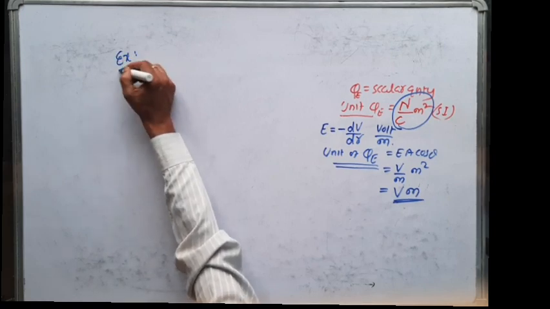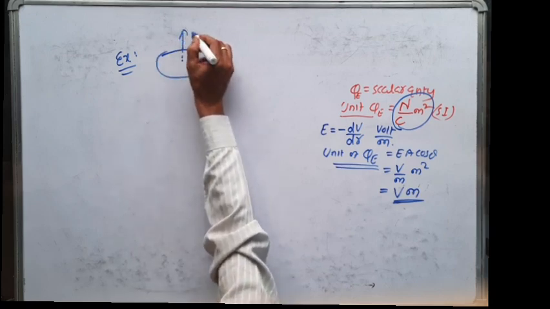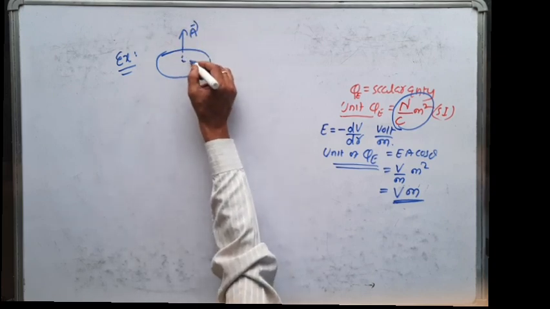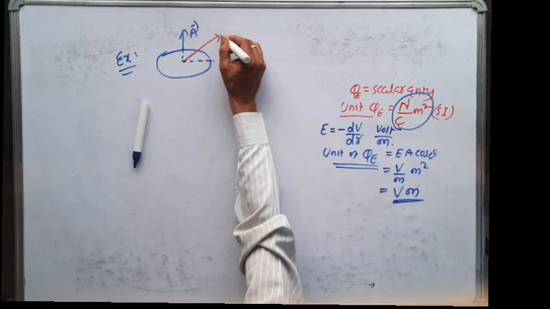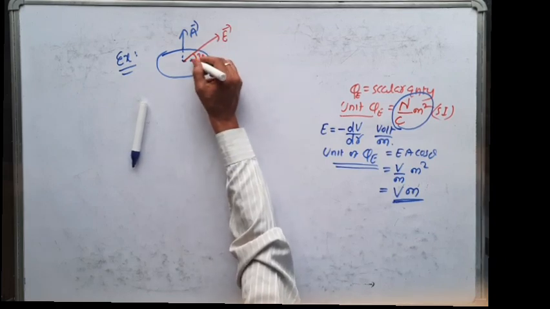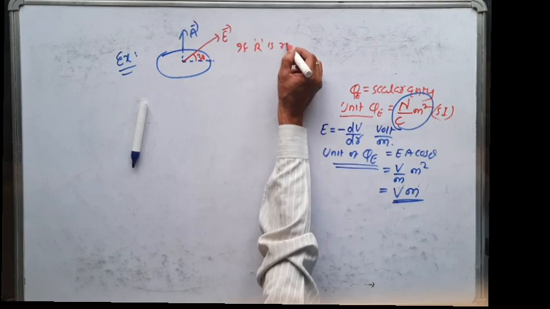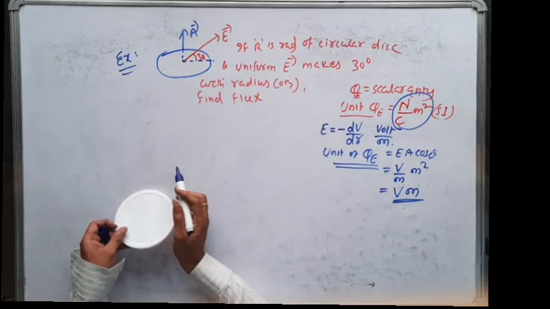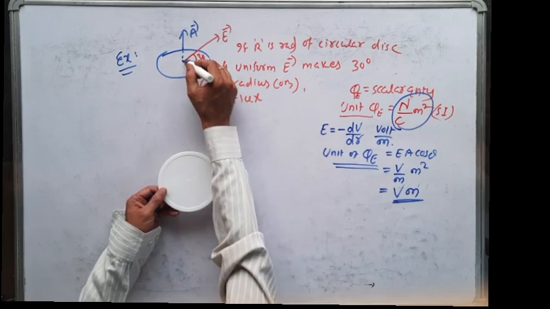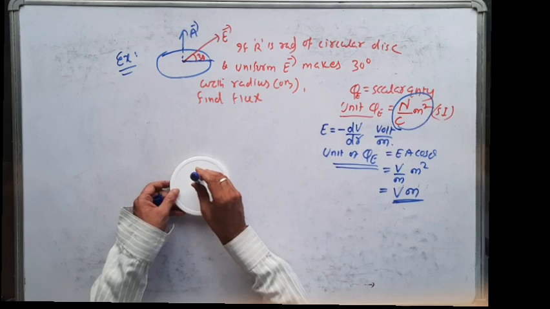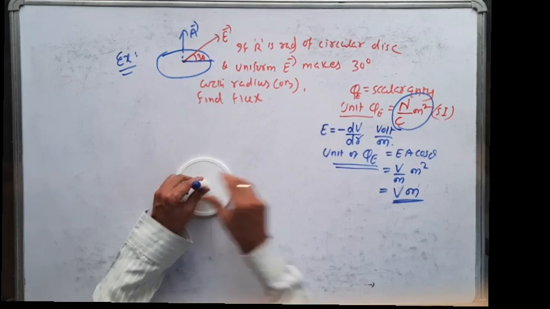Suppose you take a disk. The area vector is perpendicular to the disk, and this is the radius. And let us say the electric field intensity is making 30 degree with this line. So the question is, if R is the radius, suppose this is a disk whose radius is R, and here the perpendicular to the disk is which vector? Area vector. So the area vector is perpendicular to the disk, and here there is an electric field.